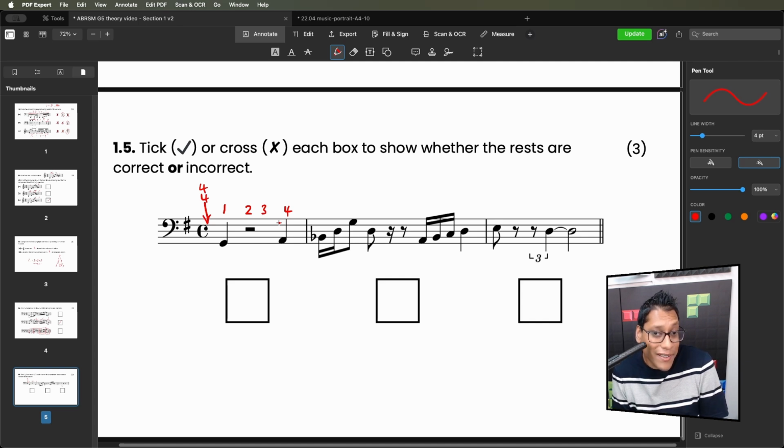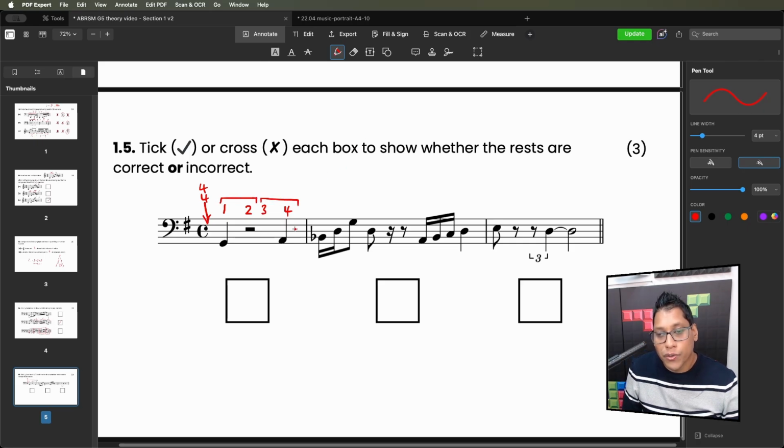Now, is this correct? Well, in our previous question, we talked about how even numbered time signatures have to be grouped into each half of the bar. We can't cross over the middle of the bar. This is why we have an issue with this bar, because our minim rest in the middle of the bar actually goes over beats 2 and 3. It goes over the middle of the bar.